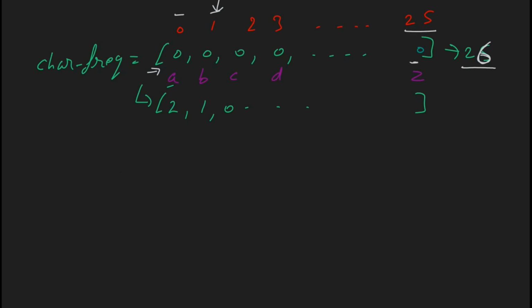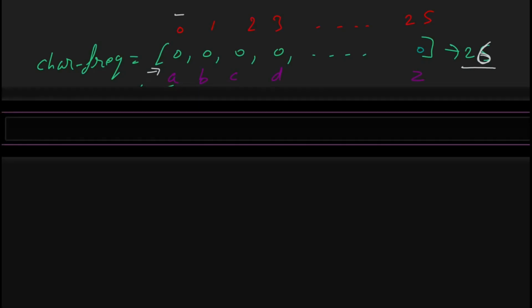Suppose we have magazine characters AAB, then our character frequency array should be 2 for A, 1 for B and 0 for all others. But the problem here is how can we map the character to their respective index? Like how can we map the character A to index 0, B to index 1, and so on, Z to index 25? How can we do it? Let's try to do it in code.